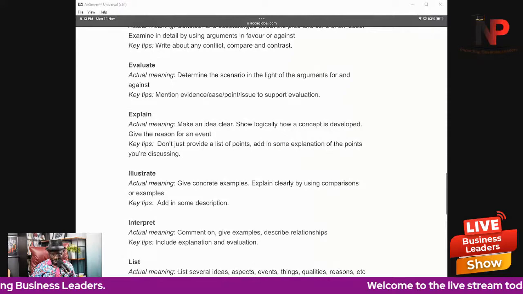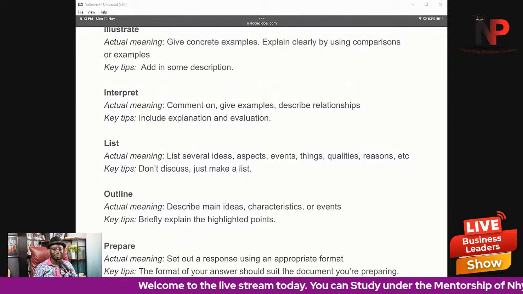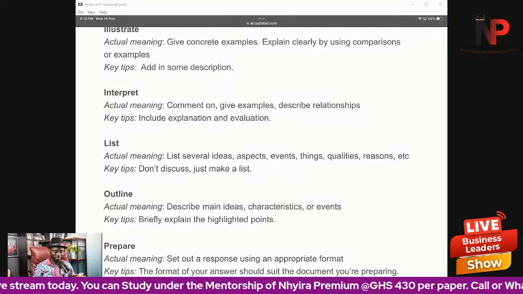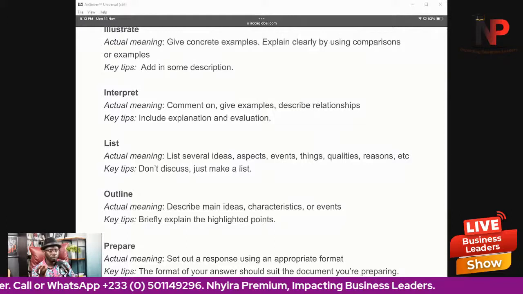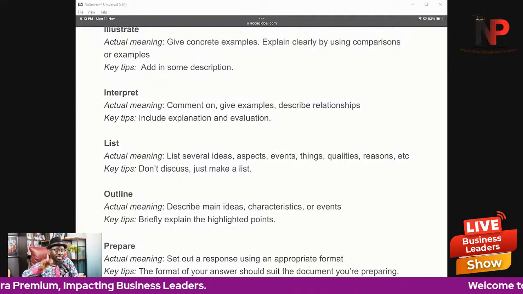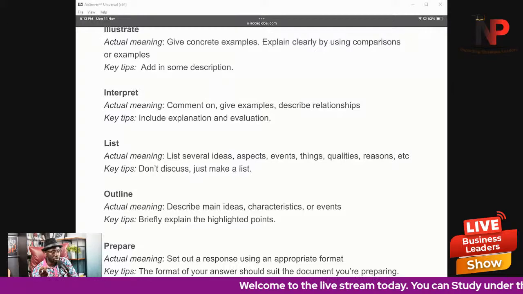Are you getting it? So some people are listing when the question says you should explain. Then people are explaining when the question says they should list. Again, you are approaching it wrongly. And when that happens, you get less than the mark you're supposed to get. And you end up wasting time on things that you're not supposed to do. So if the question says list, don't discuss. Write your answer in a simple sentence.